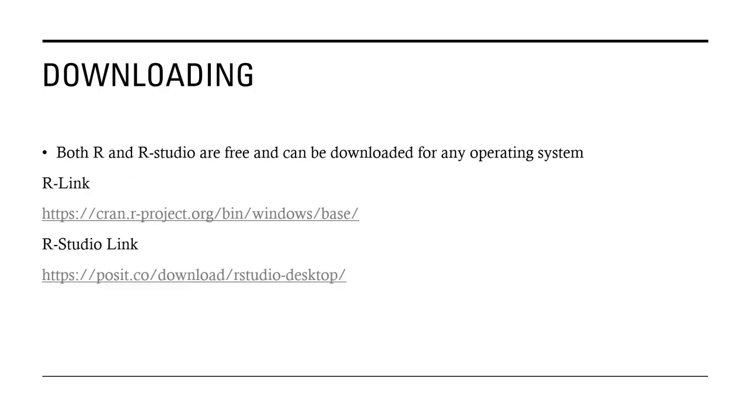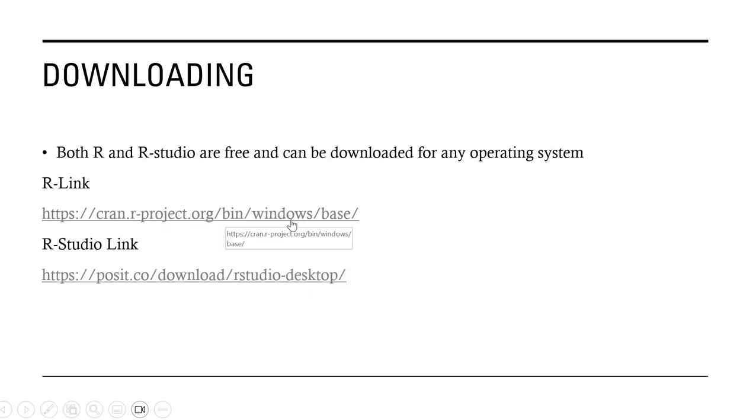So how can we download it? The best thing about R and R Studio is that both of them are free and can be downloaded for any operating system. Whether you're working on Ubuntu, Linux, or anything, you can download it for free. So these are the links. The first one is for R and the second one is for R Studio. You have to download R first and then you have to download R Studio. We'll be discussing the difference between these two as well, that if we have R, then why do we need R Studio? So that's not a big deal.